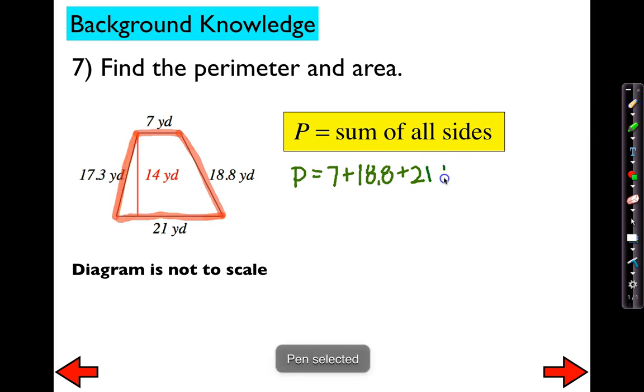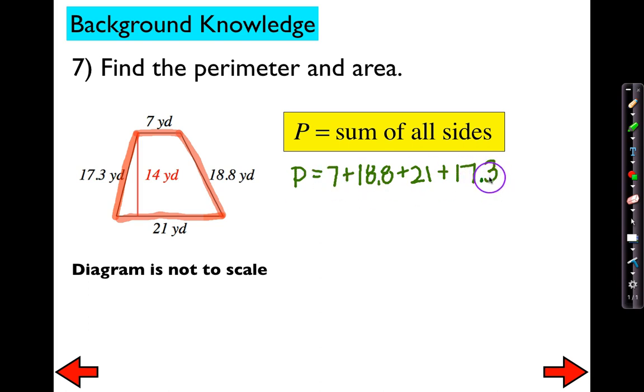17.3 yards. So something to be mindful about is, notice I never used the number 14 because I'm only focused on walking around this entire shape. Never did I have to cross this line. So please don't assume when you're finding perimeter or area that it's about adding all the numbers that you see. It's not about multiplying all the numbers that you see. You have to be very mindful and check that you're doing it correctly.